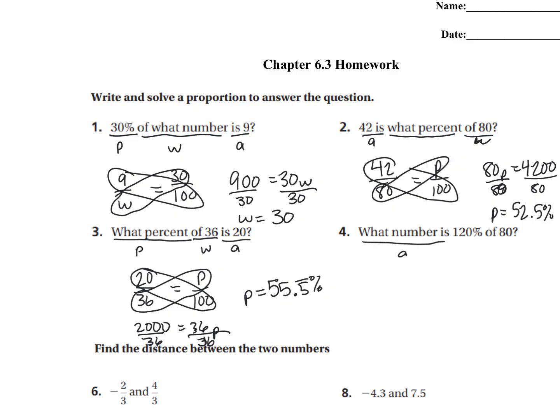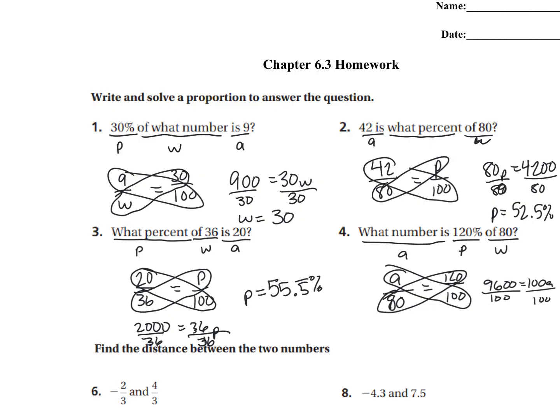Last one, what number is? That refers to A, 120%, that's P. Of 80, that's W. A is missing. I know W, that's 80. P is 120 over 100. One last time we'll cross multiply. 80 times 120 is 9,600 equals 100A. Divide by 100. We get an A value of 96.